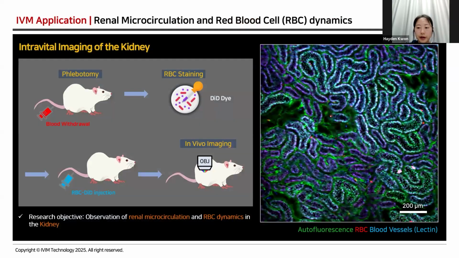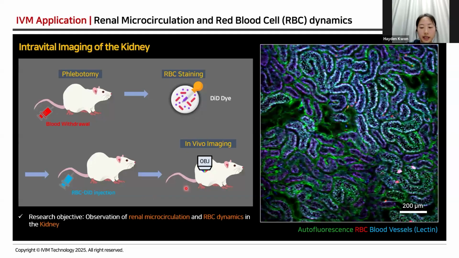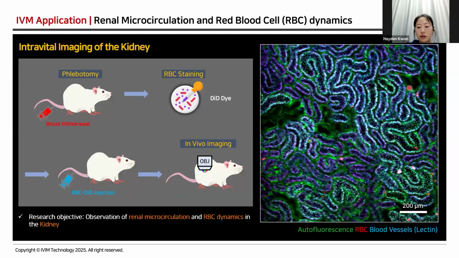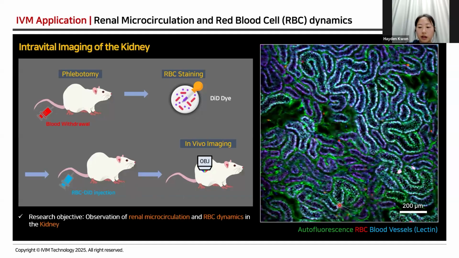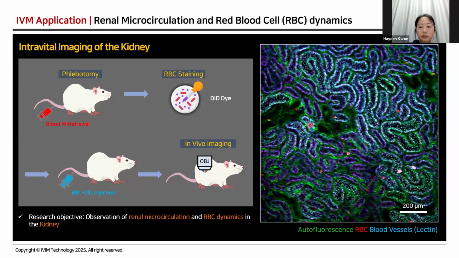Before the surgery, we prepared the rat model as illustrated on the left. So first, we injected fluorescently labeled red blood cells intravenously. In addition, we used our in vivo labeling kit to stain the vasculature in blue. So as you can see in the image on the right, this resulted in red-colored red blood cells flowing within the blue stained blood vessels.